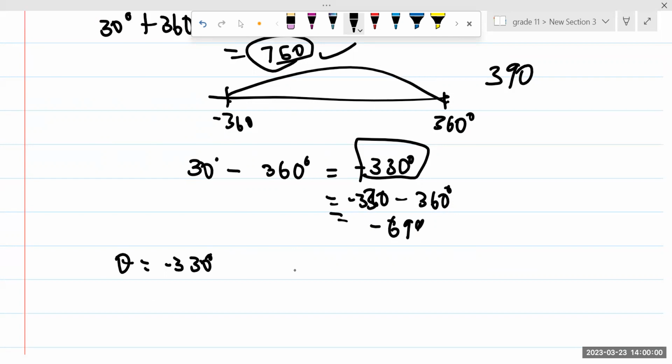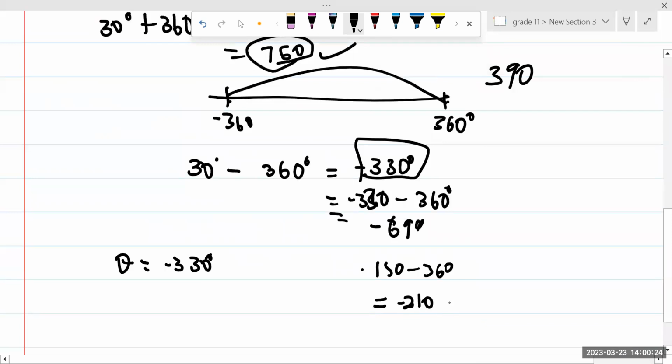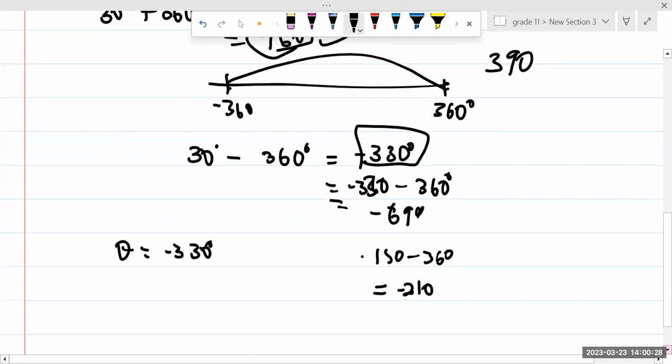So we can then say, okay, let's go and check with 150. If we go to 150 and then we minus 360 here, 150 minus 360, what do you get? 150 minus 360 is minus 210. You accept minus 210. Yes, we definitely accept minus 210.